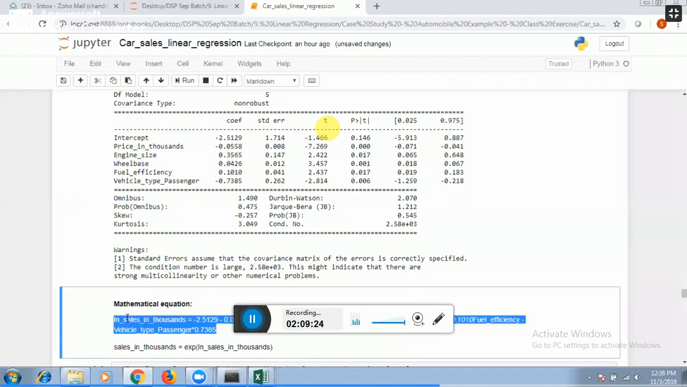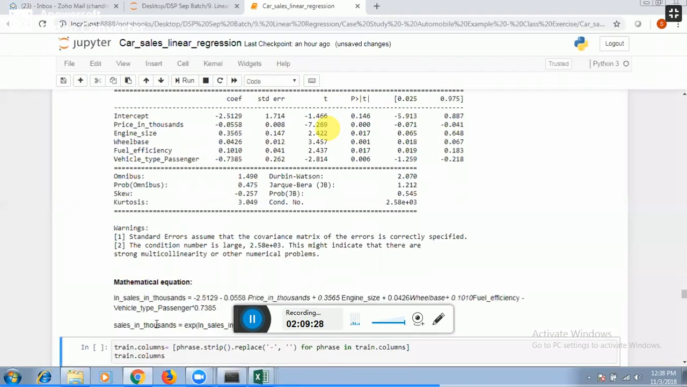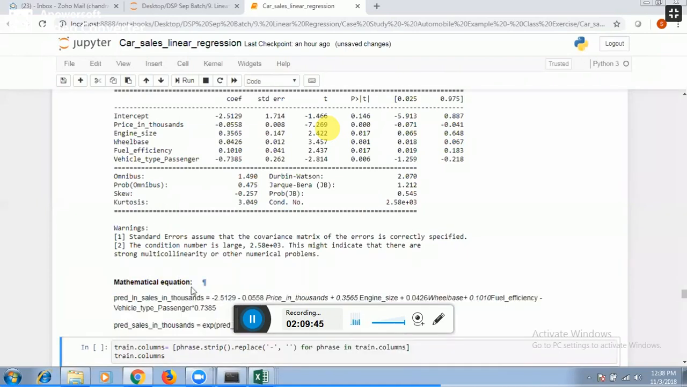And once I have my final equation, what is your actual variable? Sales in 1000, right? So predicted sales in 1000 is nothing but the exponential of predicted log sales in thousands. This is my equation, or not?